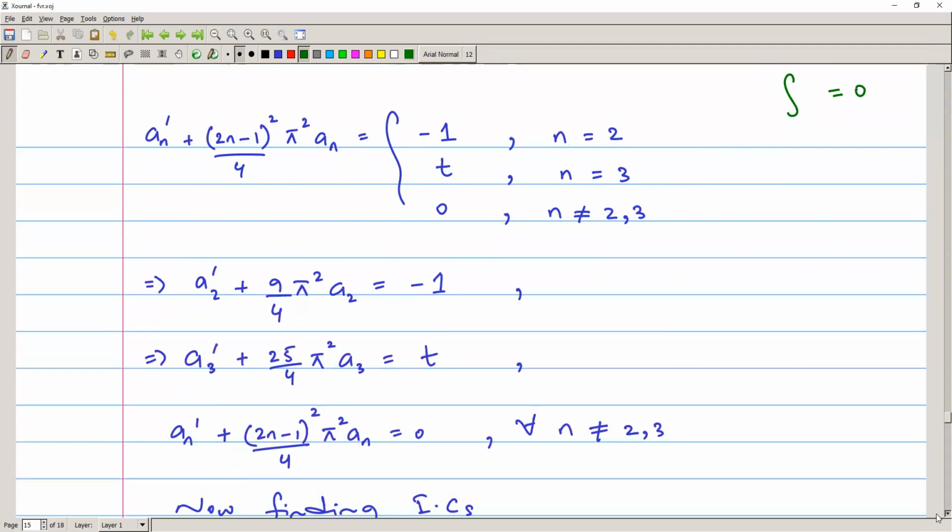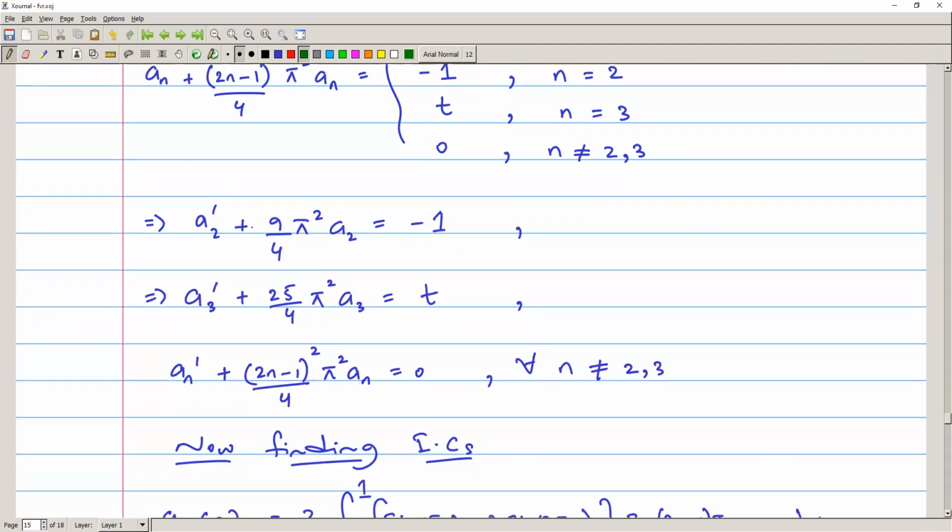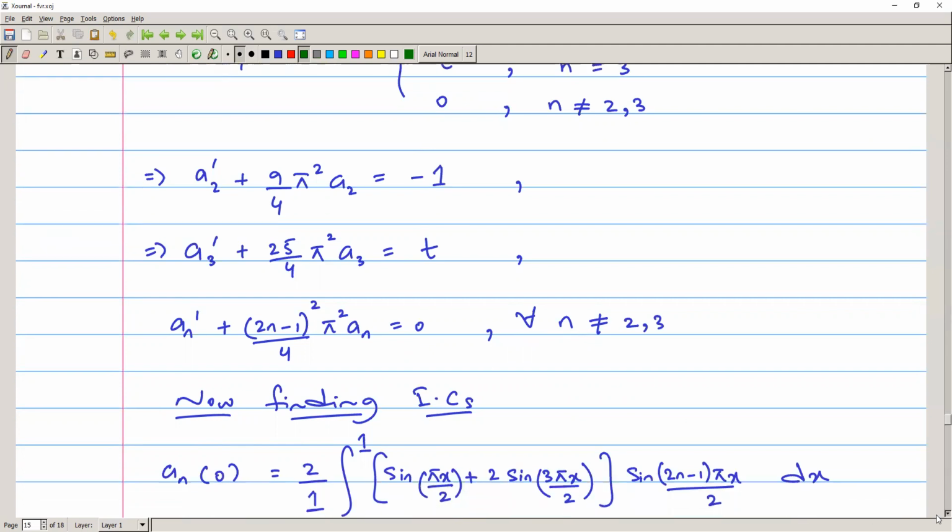Now we are going to construct the differential equation. So a2 prime plus 9 over 4 pi squared a2 is equal to -1. A3 prime plus 25 over 4 pi squared a3 is equal to t. And then generally, an prime plus (2n minus 1) whole squared over 4 pi squared an is equal to 0 for all n not equal to 2, 3, right?